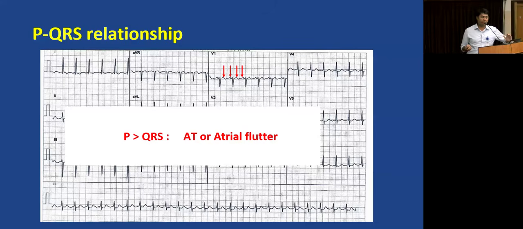Okay. So if you find definitely P waves, sometimes the flutter may not give you the typical sawtooth appearance. It may have P waves that are slightly different from what you typically see. Always look for them. If you have P's more than A's, it's very likely to be atrial tachycardia or atrial flutter. The implication is that the treatment widely differs between AVNRT versus a flutter.